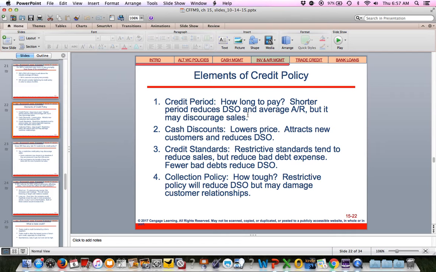Cash discounts. Clearly, if we offer a cash discount, 2% within 10 days or 3% within 15 days, whatever we choose, that lowers the price. That lowers the actual amount of cash we're going to receive.